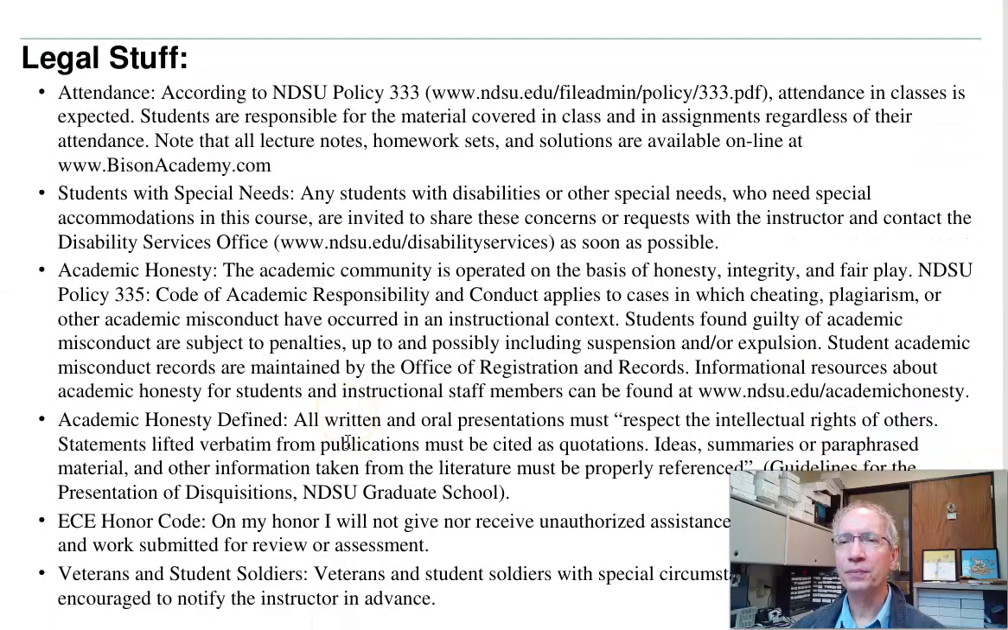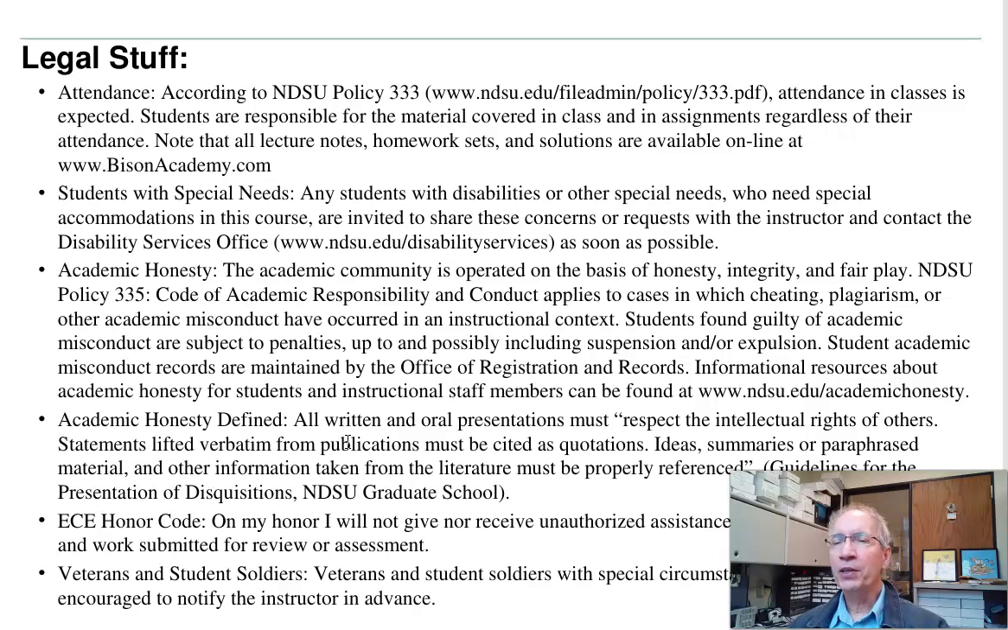And legal stuff. Again, attendance is required. How you attend is up to you. If you have special needs, let me know. We will accommodate you. In terms of academic honesty, especially on tests, please do your own work. The point behind academic honesty is that when you graduate, you're going to be designing defibrillators, pacemakers, flight controllers, things like that. That's what our graduates do.